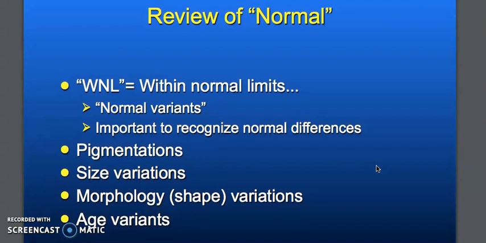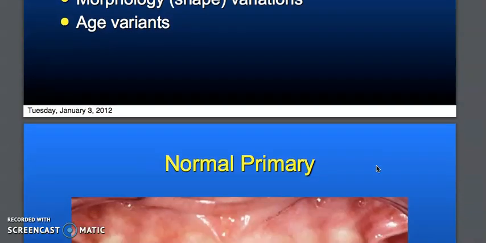So let's review normal. WNL means within normal limits. You can have normal variance in lesions. What that means is you may have two or three different things that look different, but yet they are normal. One of the main things is pigmentation in the tissue, and we'll look at those in just a minute. You can have different sizes, variations, different shapes and age of the lesion, but yet it might still be normal.